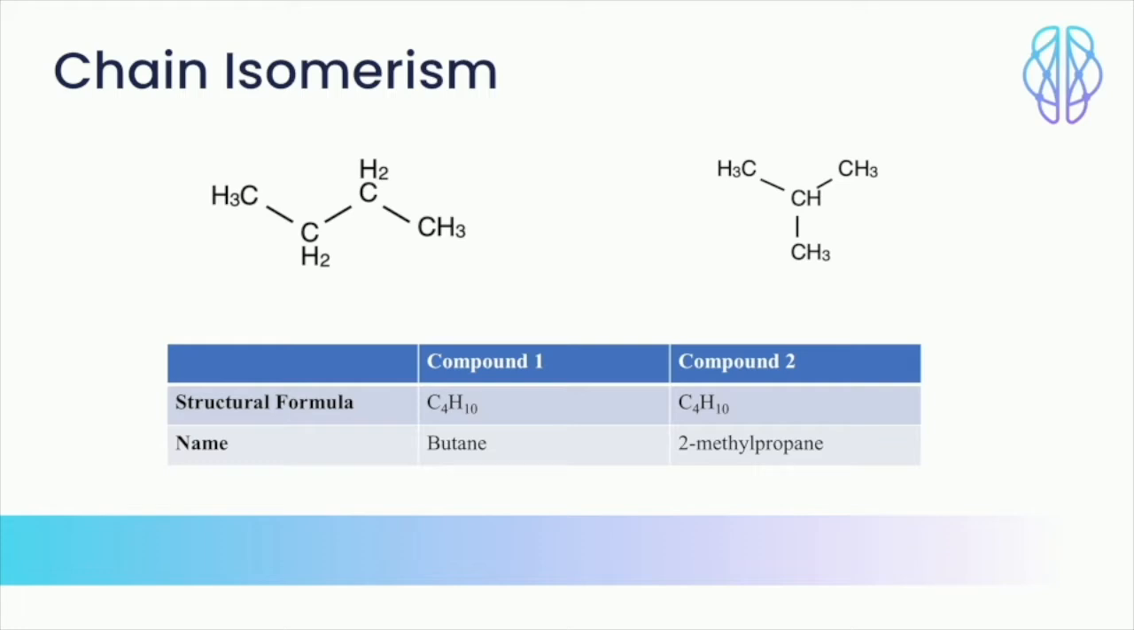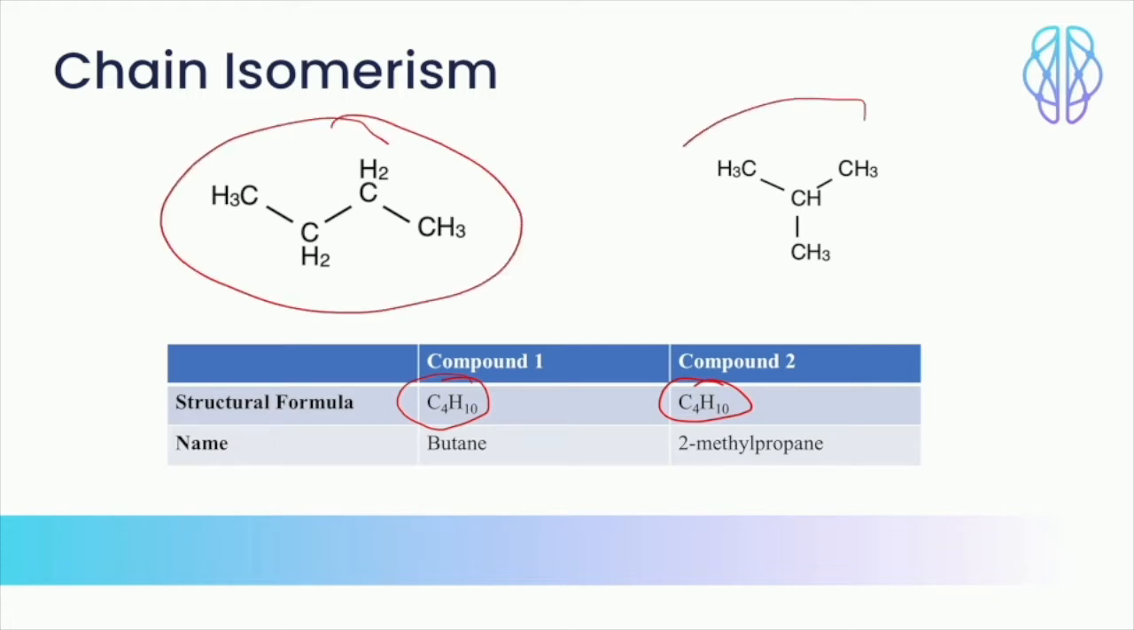If you count the number of carbons and the hydrogens, you'll see that they both have a molecular formula of C4H10. However, they obviously look distinctly different when we draw out their structures, and they also have different names. Thus, this is an example of a structural isomer, and specifically, a chain type of structural isomer.